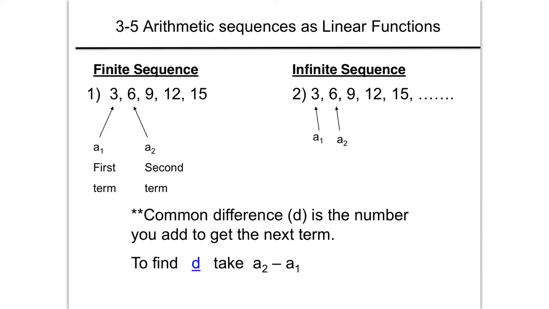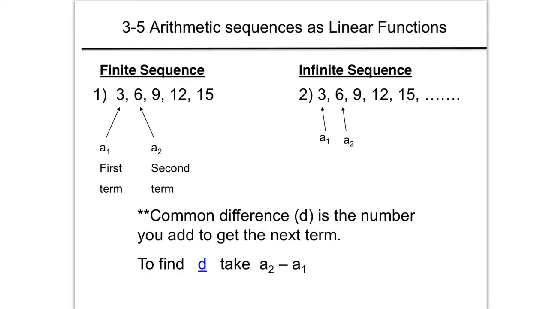Now I have two types of sequences here, if you see on the screen. One of them is called the finite sequence, and the other one is called the infinite sequence. Now finite means that something stops somewhere. So when you have a list of numbers, the list can stop at a specific point, and that's where it becomes finite. I have a list of numbers here, 3, 6, 9, 12, 15, and then it stops. There's no more numbers after that. That's why it's called finite.